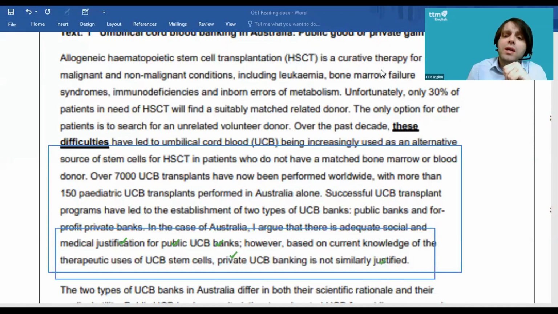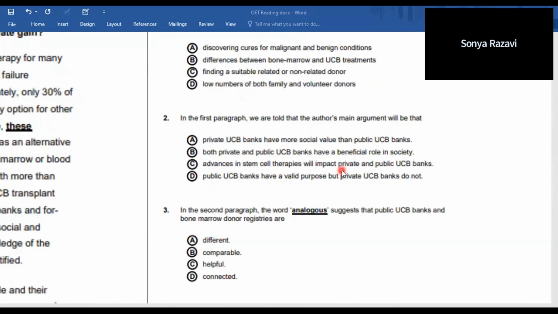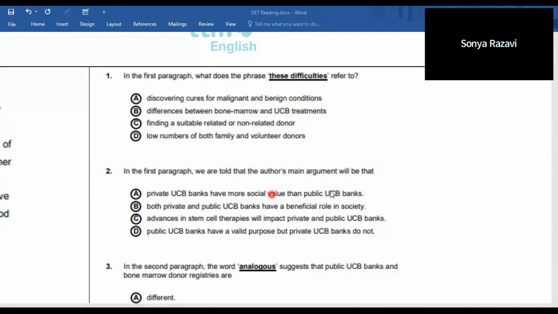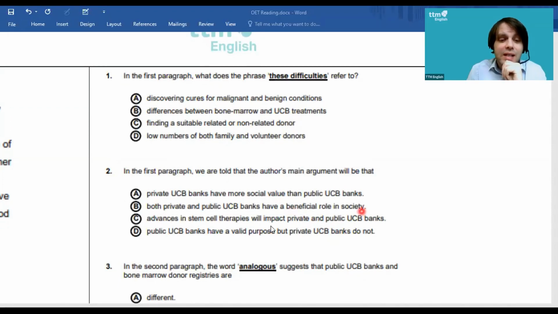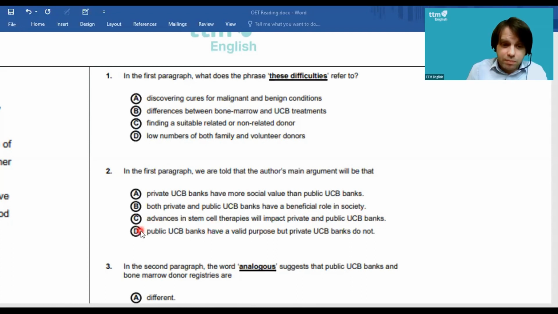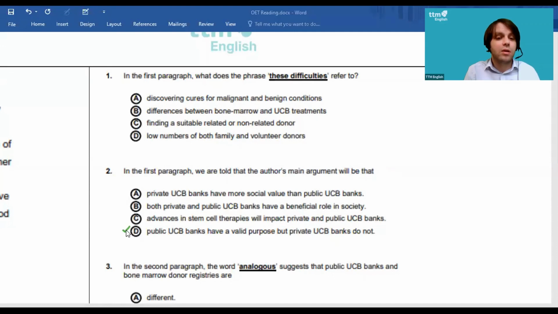All right. So now we're going to choose our options. Hopefully, we won't need to go back to the text. Let's see. In the first paragraph, we're told that the author's main argument will be that private UCB banks have more social value than public banks. Wrong. Both private and public banks have a beneficial role in society. No. Advances in stem cell therapies will impact private and public banks. No. Public UCB banks have a valid purpose, but not private banks. Yes, D. What do we all think? Does everyone agree it's D? Yes. Good. It is D.